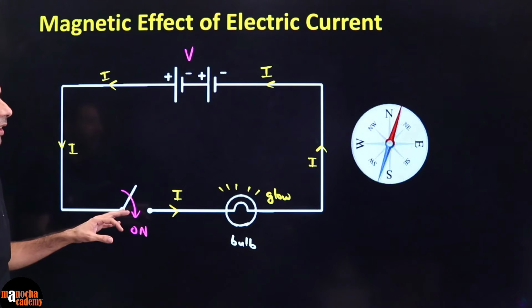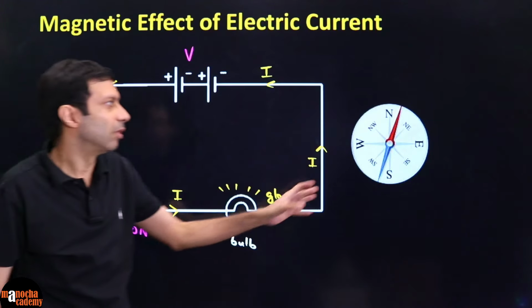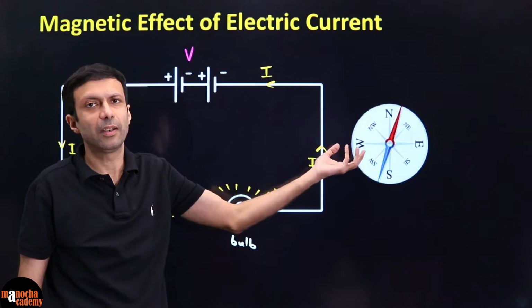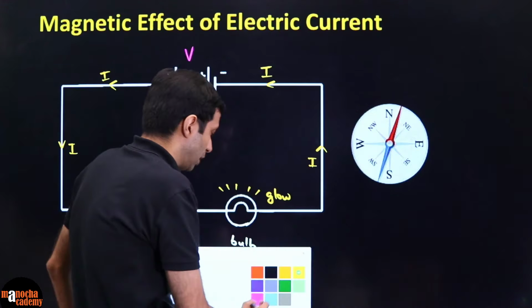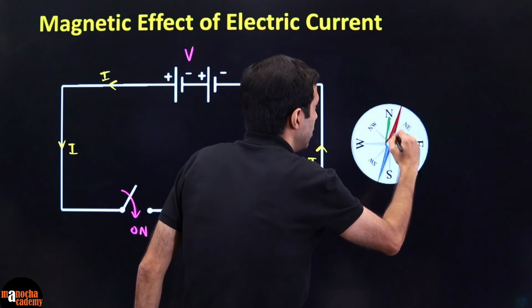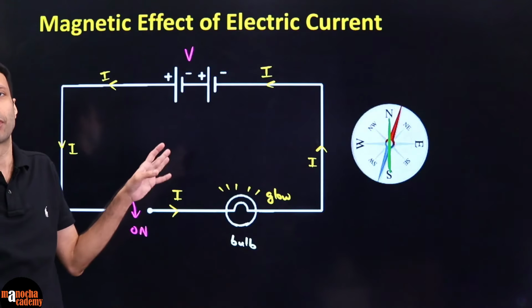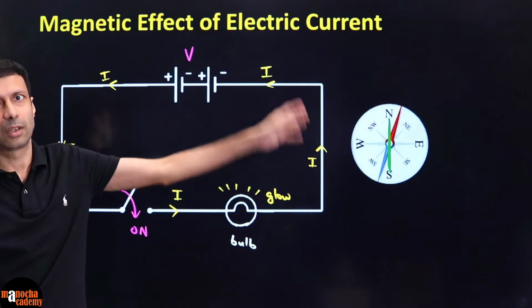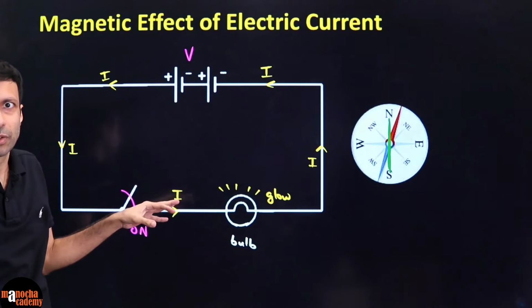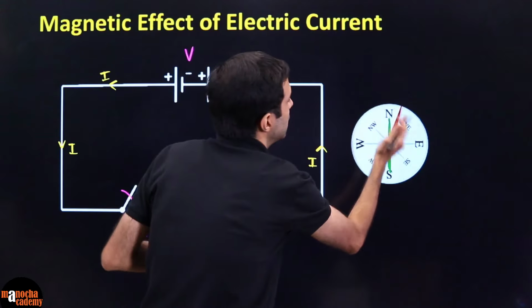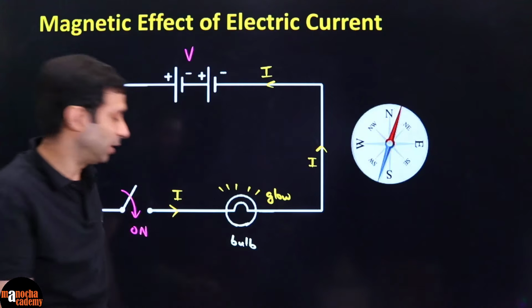Now there's something very interesting. When the current was not flowing, when the switch was off and Oersted brought this compass near it, nothing happened. The compass normally pointed in the north-south direction. The compass needle was like this, in the north-south direction, when there is no flow of current. But when I turned on this switch, they saw that this needle deflects like this. This we call the deflection in the needle.